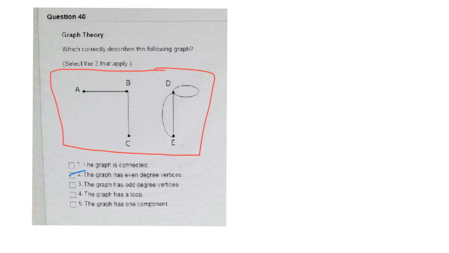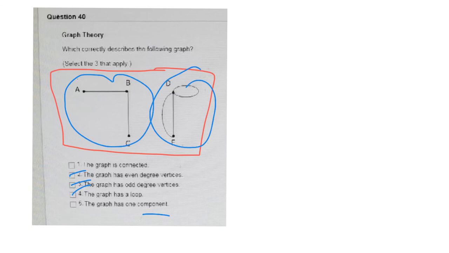The graph has odd degree vertices. Yes. How do I know? Well, looking at A, it is an odd vertex, right? C is an odd vertex. Okay, the graph has a loop. Yeah, right there, at least. The graph has one component. No, it has two components. Here's one component and here's another component. So of course that requires you understanding what a component is. A component is a piece of a disconnected graph. So it's got two components. Moving on.